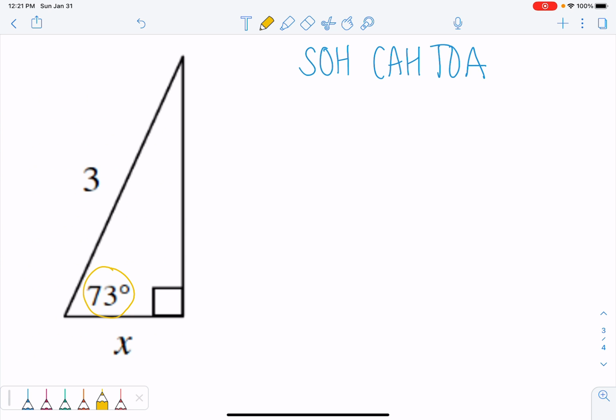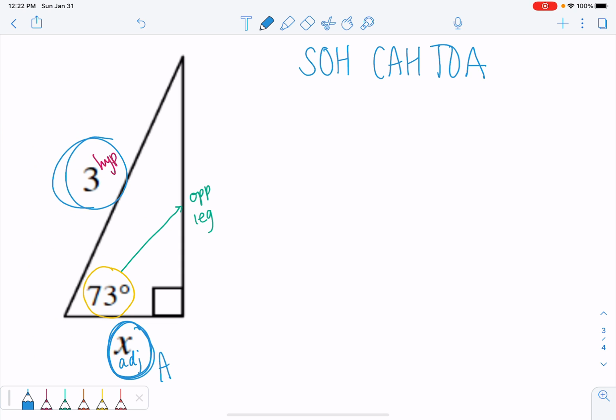Okay, reference angle, opposite leg, hypotenuse, adjacent. We have adjacent, we have hypotenuse, A and H, cosine. Try to set it up if you haven't already. Pause the video, try what should go on the right side.